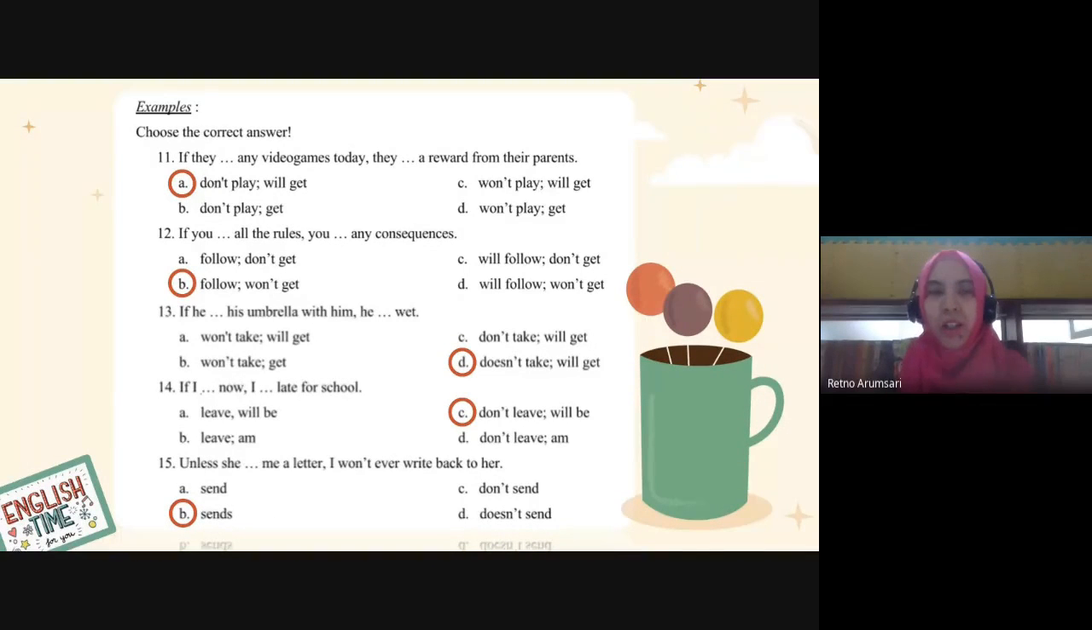Now here you have to find the answer that makes the condition does not support the result because you use unless. Right? Yes. If you use unless, it makes the condition does not support the result. Okay, shall we go on?